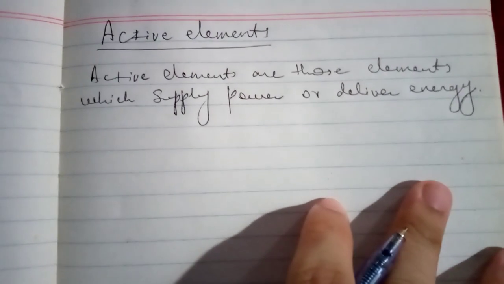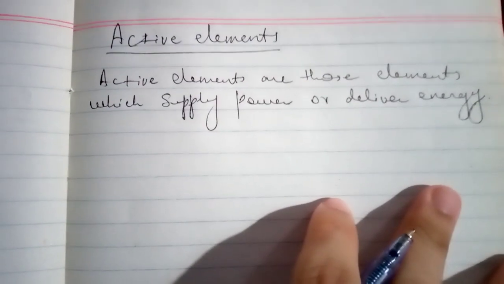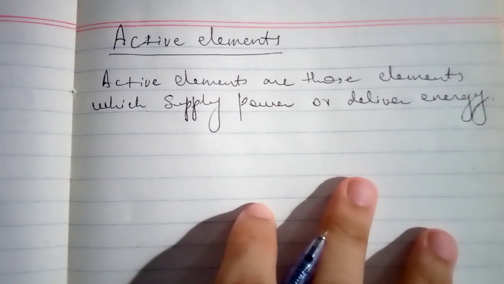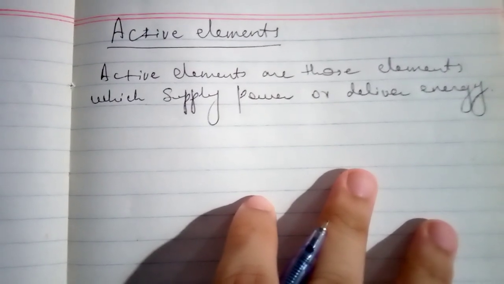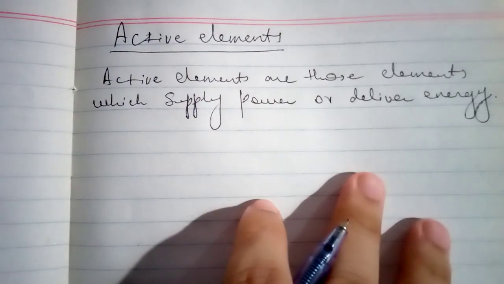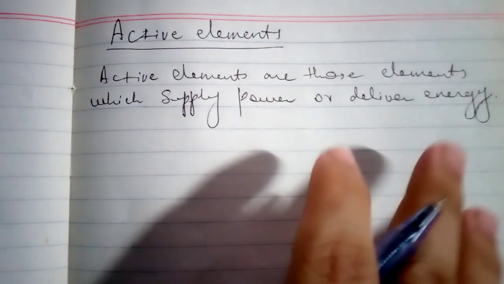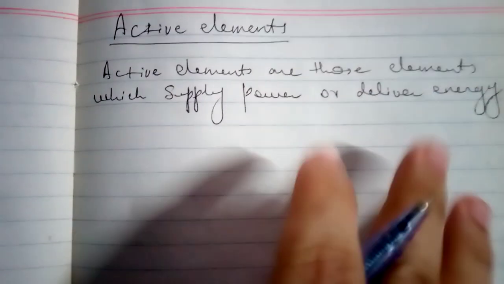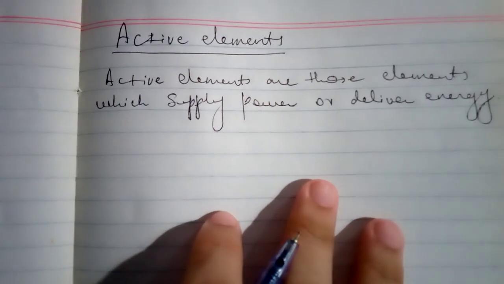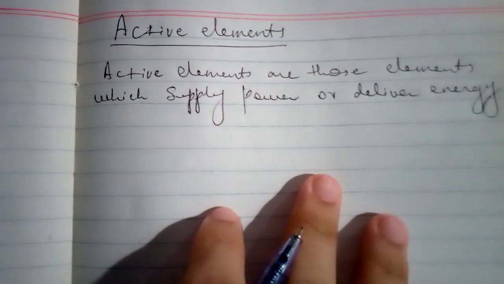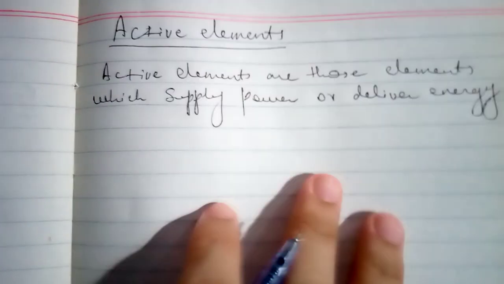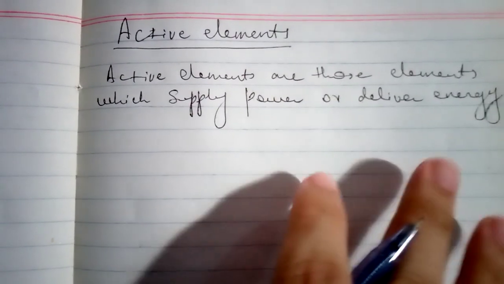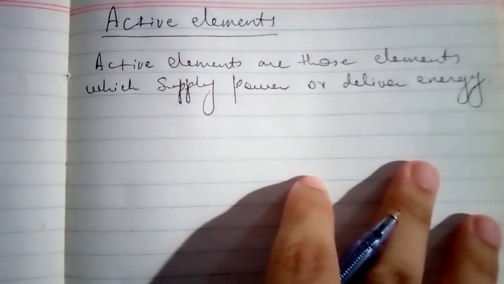Active elements are those components which supply power or deliver energy whenever they are connected in an electric circuit, like a battery, like a cell, like a power supply, generator, operational amplifiers. These all are active elements. Why? Because wherever these components are connected in a circuit, they deliver energy, they produce power to the load. That's why these are all the examples of active elements.